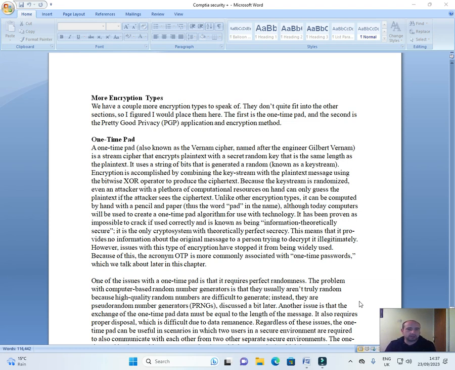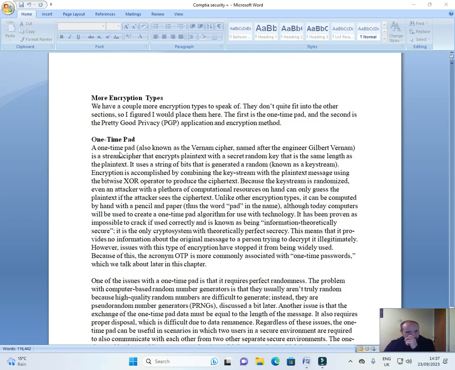More encryption types. We have a couple more encryption types to speak of. They don't quite fit into the other sections, so I figured I would place them here. The first one is one-time pad and the second is PGP, pretty good privacy, an application and encryption method.